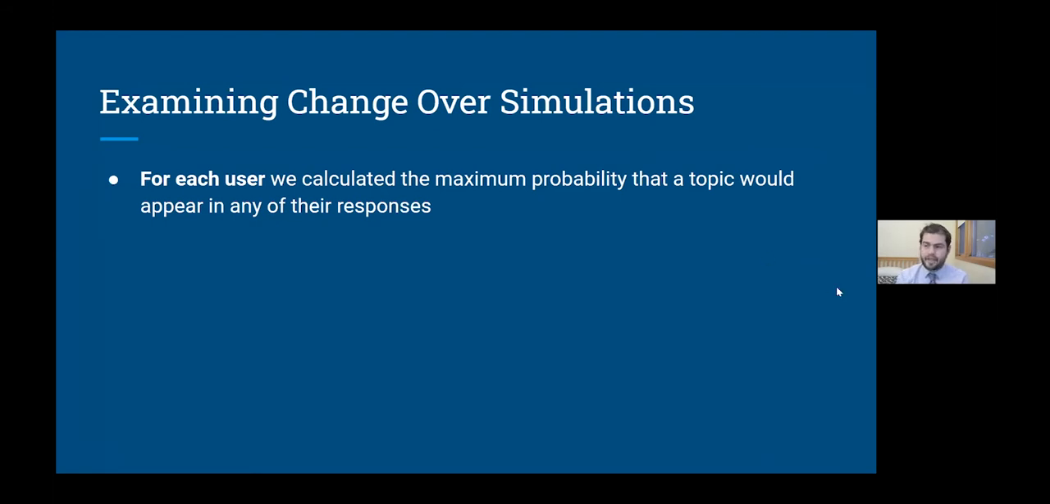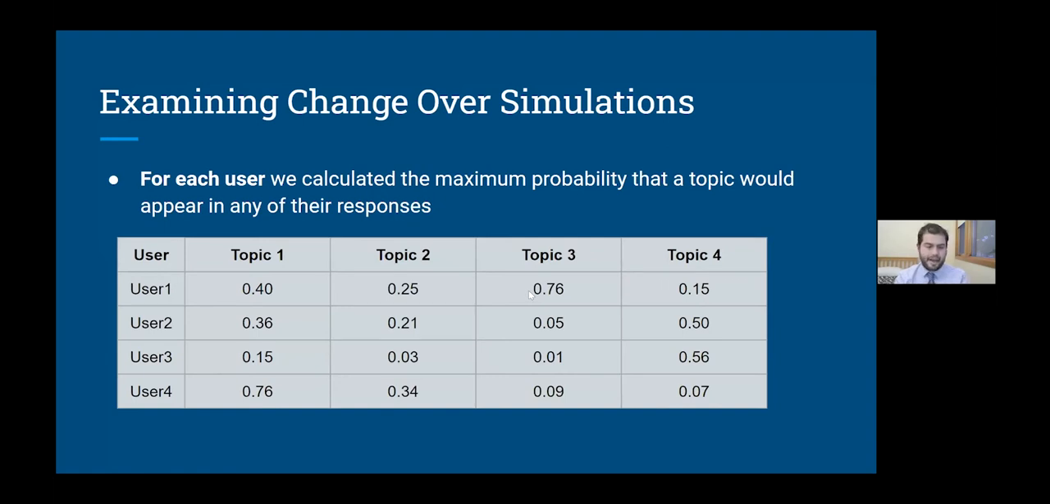So what we did is, for each simulation, I calculated the maximum probability that any topic would appear in your responses. So you end up with a table like this. For each topic, each row is an individual user, and there's a probability that that topic would appear in any of the user's responses for that simulation. This is not real data, but it is sort of what it looks like. Some people were more likely to mention one topic, and some people were more likely to mention other topics.